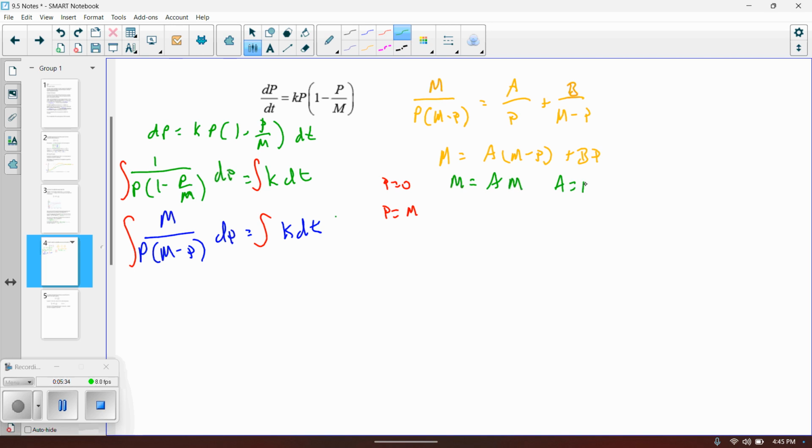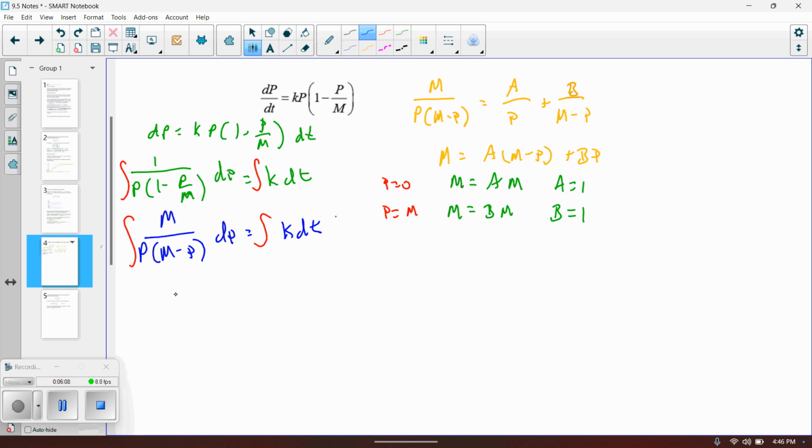If I were to let p equal m, well, that's going to make the m minus p portion go away. It'll be m minus m. That's going to be 0. 0 times a is 0. So what we're going to get is m equals, I plugged m in for p, so we're going to get b m. And then once again, dividing both sides by m, we get that b equals 1. So now we have a way to separate our fractions here.